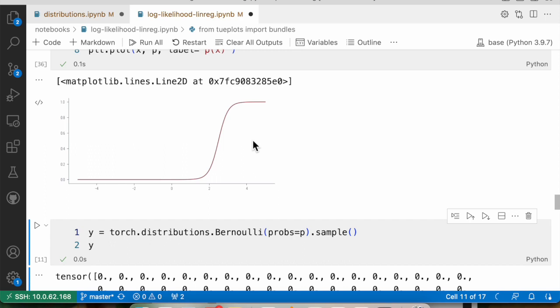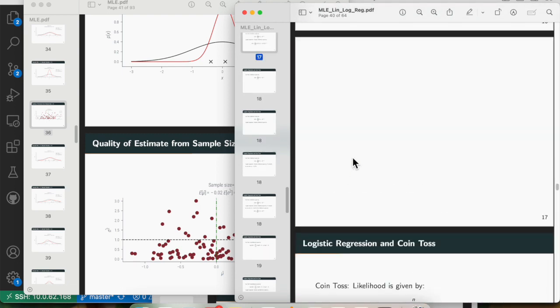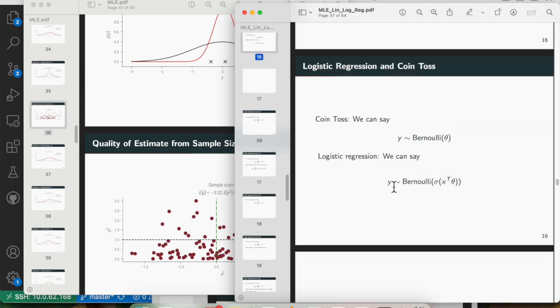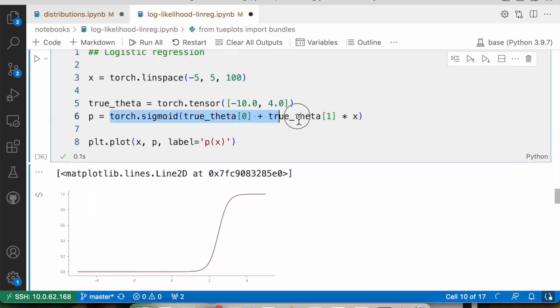So therefore we use y. Our y is Bernoulli distributed. This is exactly coming back to the slides. The slides said that y is Bernoulli distributed with sigmoid of x transpose theta. That's the generative process. Go back to the code. Y is Bernoulli distributed with the probabilities p, where p is sigmoid of x transpose theta.